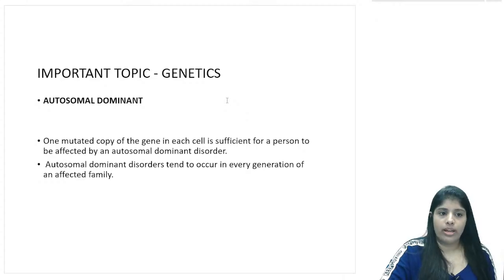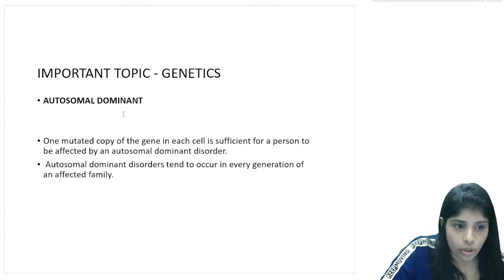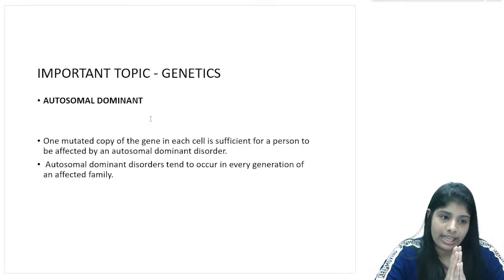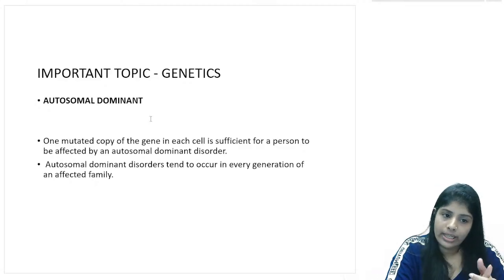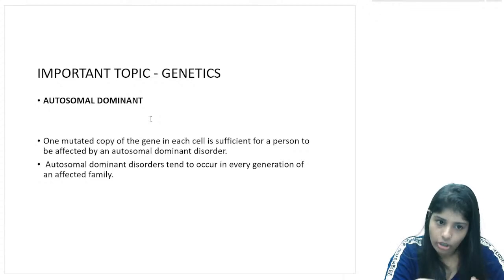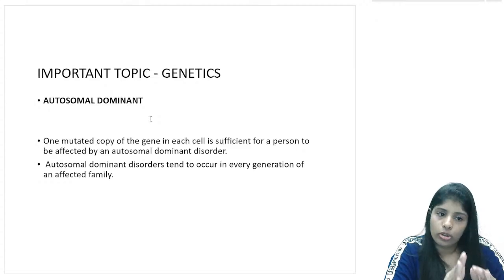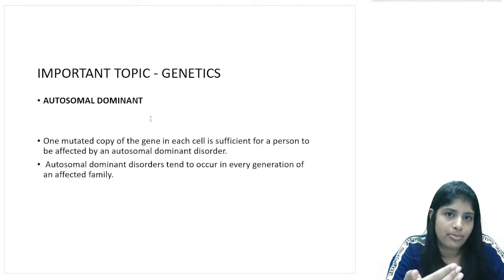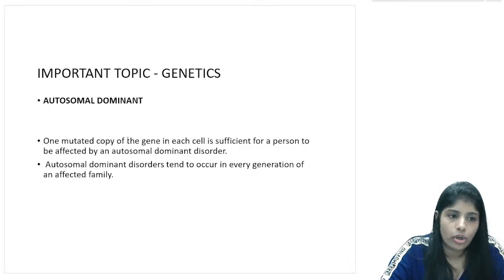Okay, that is what we are going to discuss. In autosomal dominant, what happens? I have already told. If one mutated copy of the gene is present in each cell, then that can cause the disease. That is called autosomal dominant. Only one mutated copy of the gene in each cell. And how to differentiate? All the generations will have a diseased person. Okay, that is autosomal dominant.